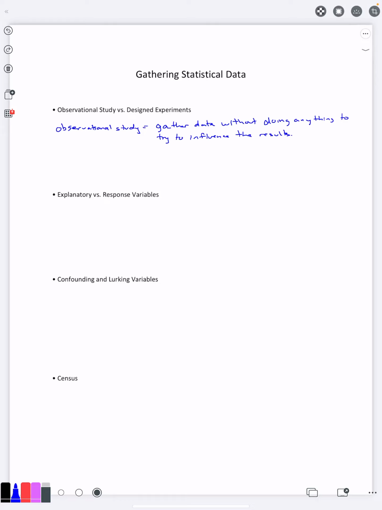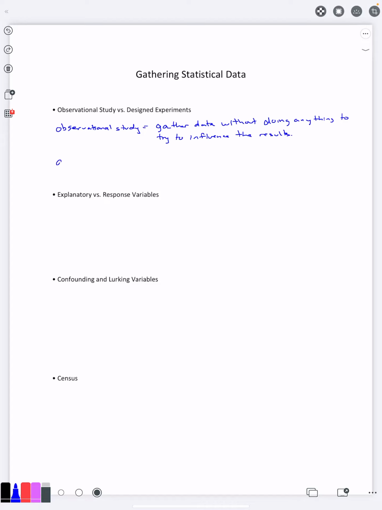We're just going to take our group of people and we are going to get data based on maybe when they started smoking, how long they've been smoking, if they get cancer or not during our study, etc., etc. We're just going to be gathering data based on how things are without trying to cause anything to change, without trying to influence the results, but just gathering data as it is right now.